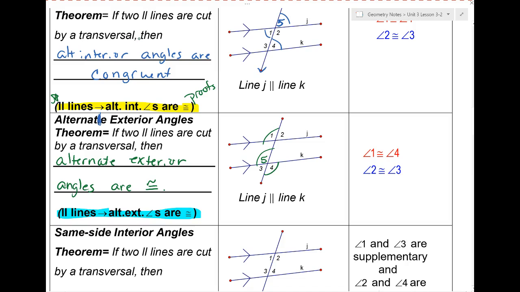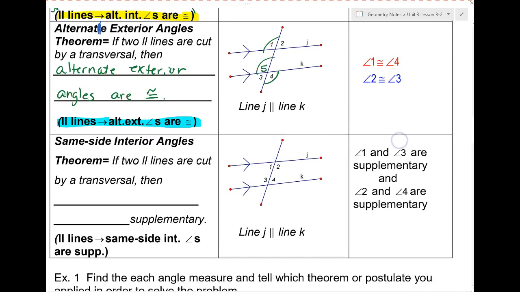All right. Let's keep going. Ready for same side interior angles? All right, look at them. Are they congruent? Yeah. Look at them.